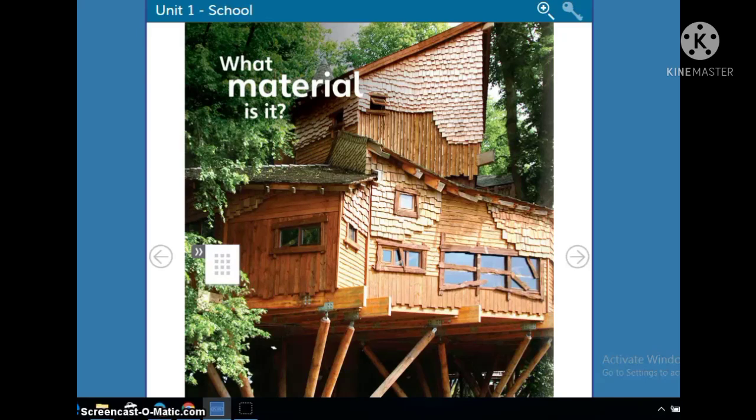Okay, so now after we study about things at school, you can find out what the things that you have at school come from. Is it from plastic? Metal? Glass? Or maybe wood? We are going to learn more about the material of things around us. Let's continue.